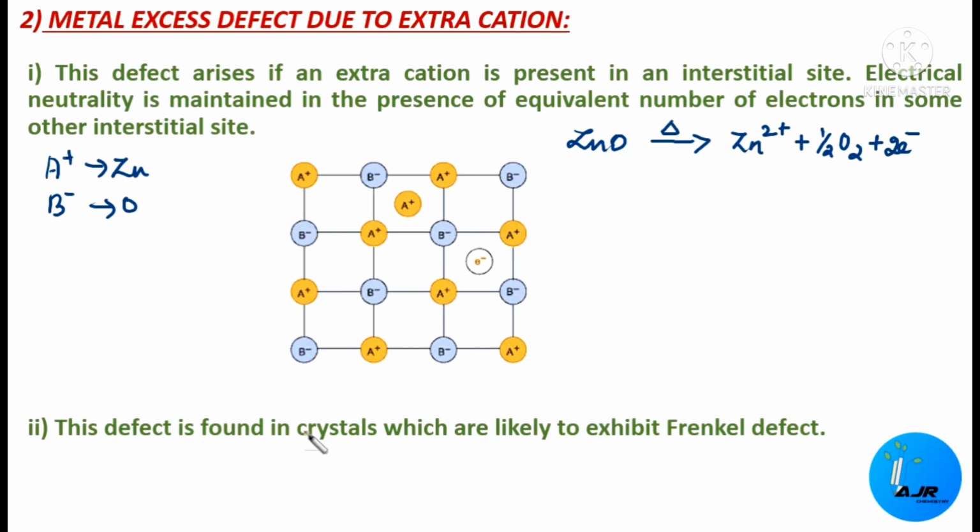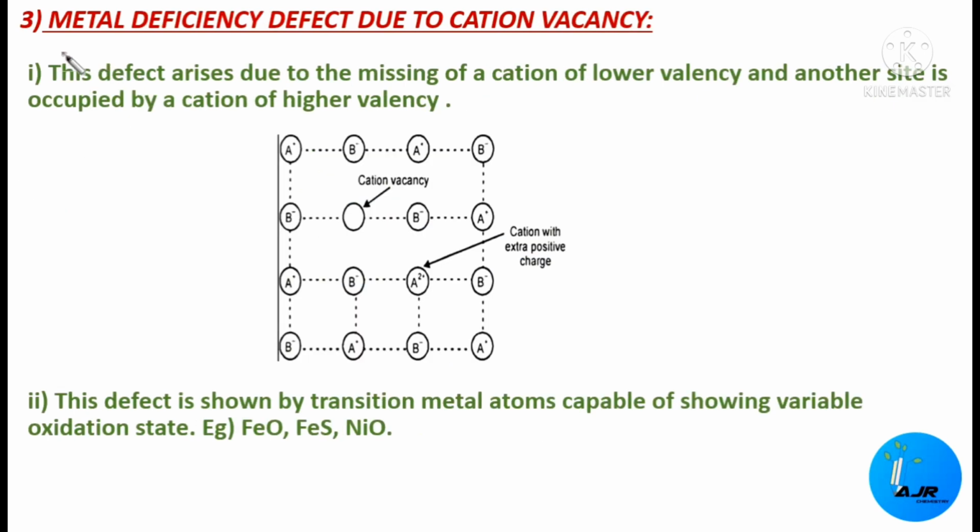Understood, students? Actually, this type of defect is found in the crystals which are likely to exhibit Frenkel defect. So this is an example for the metal excess defect due to extra cation. And the last one is the metal deficiency defect due to cation vacancy. Actually this defect arises due to the missing of a cation of lower valency and another site is occupied by a cation of higher valency.